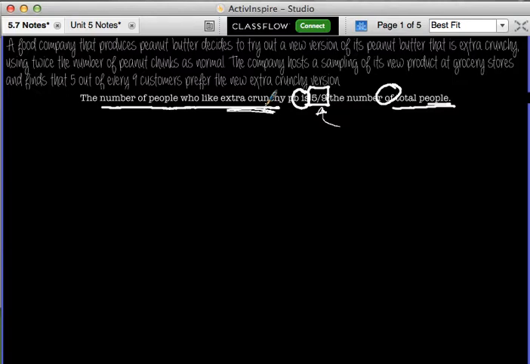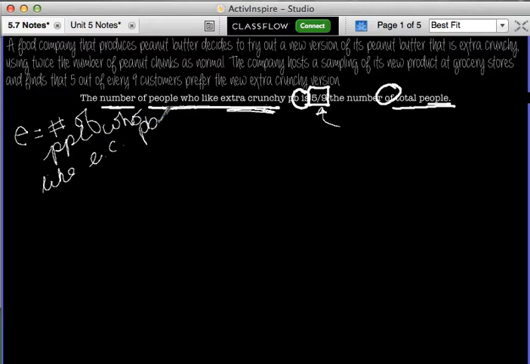Okay, so in this case, the number of people who like extra crunchy. Well, since I don't know how many people like extra crunchy, then I need to have a variable to represent it. So E is the number of people who like extra crunchy. Oops, who like is definitely 2 words. And we can put extra crunchy PB. See how simple that is? But we do have to define the variable.